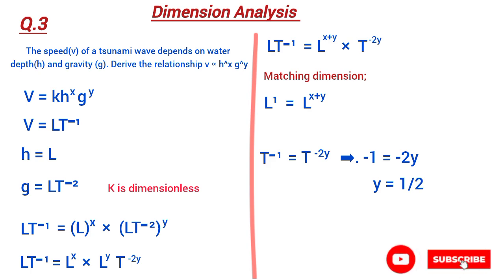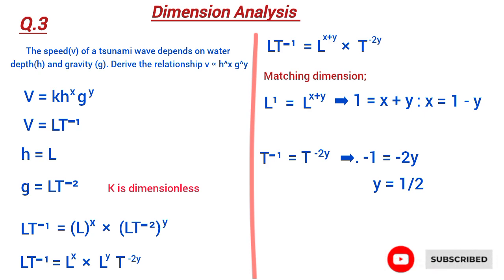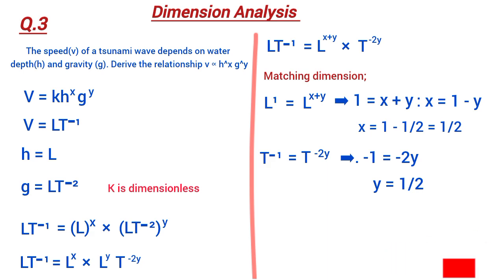Equating the power here, we have 1 is equal to x plus y. Making x subject of this equation, we have x is equal to 1 minus y. We calculated y as 1 over 2. Substituting it into this equation, we have x is equal to 1 minus 1 over 2, and that gives us 1 over 2. So we have x equal to 1 over 2 and y equal to 1 over 2.